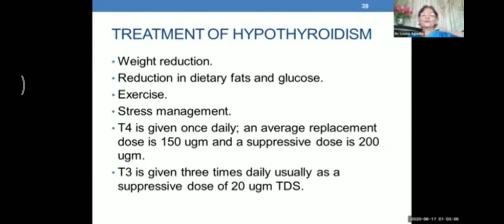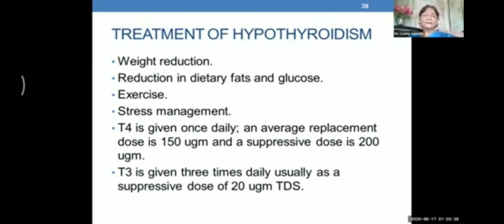Treatment of hypothyroidism in general. Textbooks mention only hormone replacement, that is T4 is given once daily. An average replacement dose is 150 micrograms and a suppressive dose is 200 micrograms.